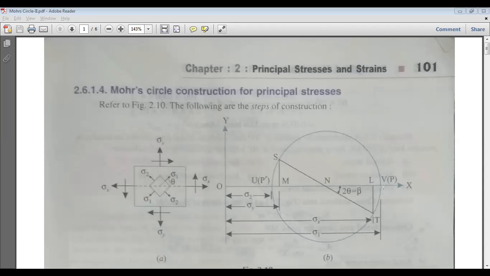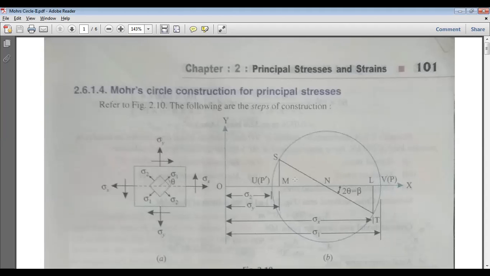We will be finding the center point. The center point will be given as sigma x plus sigma y by 2, or sigma x minus sigma y by 2. Sigma x plus sigma y by 2 is taken from here to here, and if we are taking sigma x minus sigma y by 2, this will be from here to here. This way we will find the center. Once we have found the center, we will draw a circle by taking the radius equal to this point n into u, or n into v, both are equal.